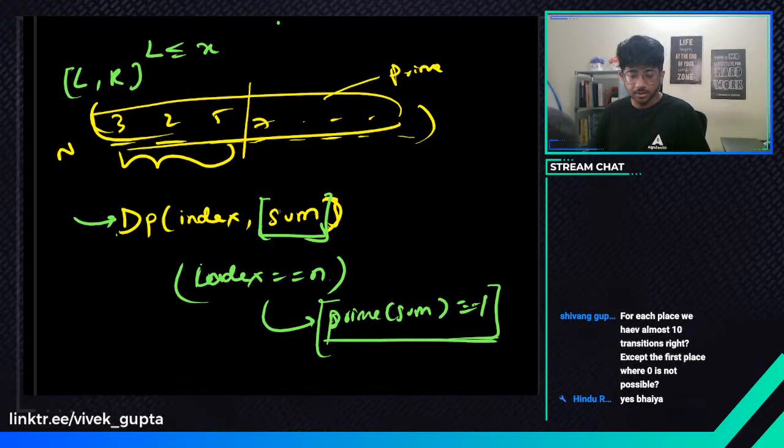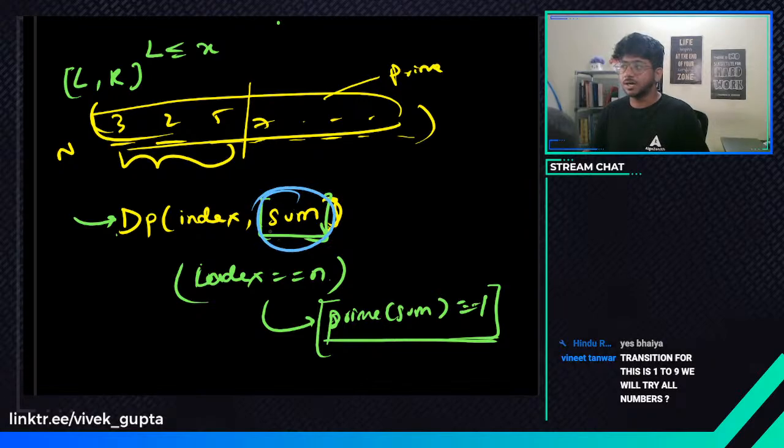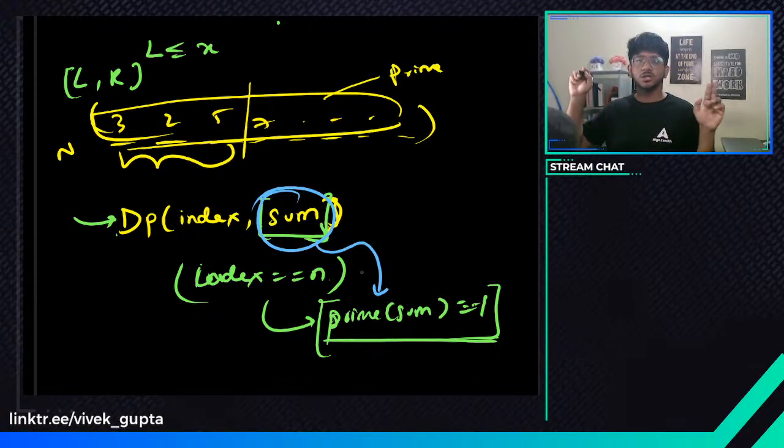Okay, for each place we have almost 10 transitions except the first place, where 0 is not possible. That is correct, that's the correct transition. There is a very important concept over here, right? In one of the videos I said that we keep states to model restrictions, but in this question there is no restriction maybe, right? We sometimes also keep this sum so that we can check the condition of being valid at the end, so that is like a check over here.